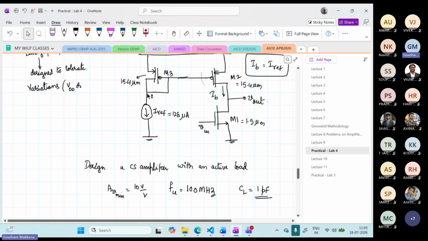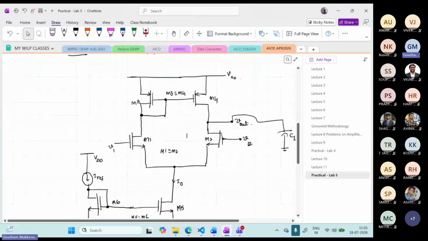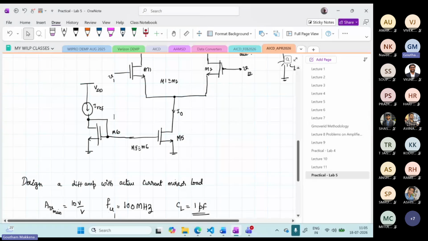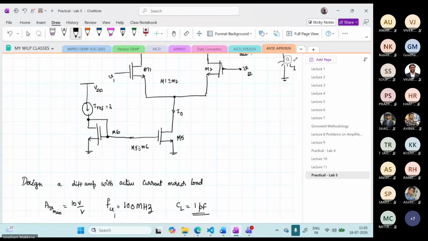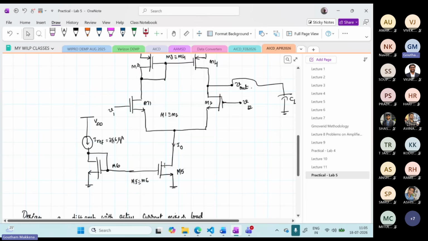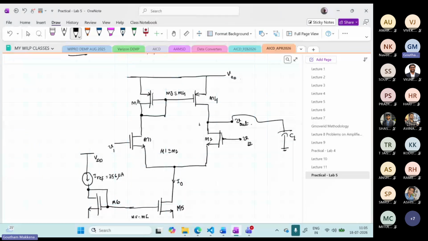this is I naught by 2, this is I naught by 2, total I naught will flow here. So if we got 128 micro here, you will get 128 into 2. So this IREF will be equal to 256 micro. Okay, so then what will be the current through this one? 128 micro here and 128 micro here.